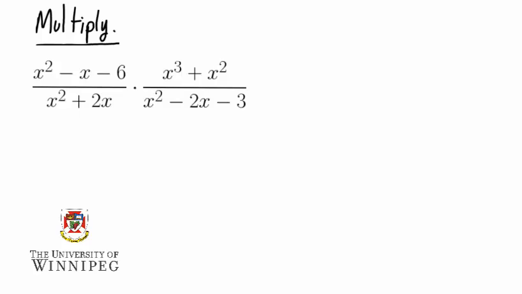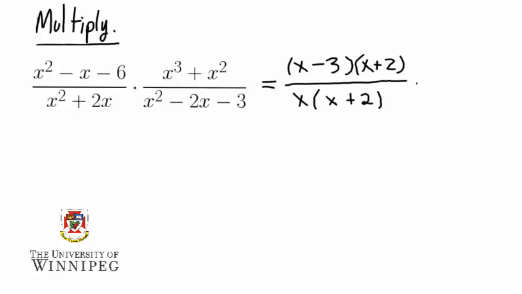In this example, we're going to multiply two rational expressions. When we're multiplying rational expressions, our first goal is to fully factor all of our numerators and denominators. The reason for fully factoring is we might be able to cancel off some common factors in our numerators and denominators. So let's go ahead and start factoring.